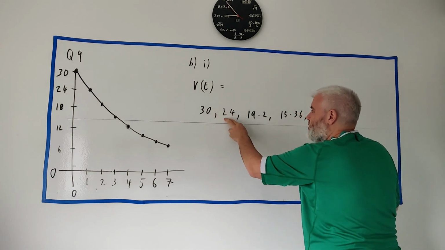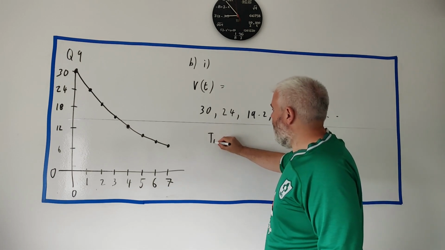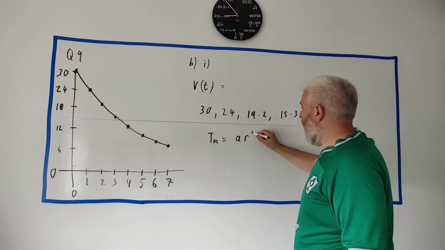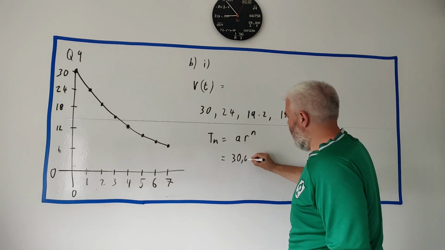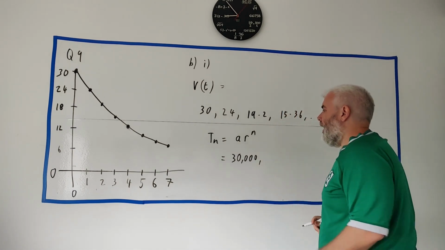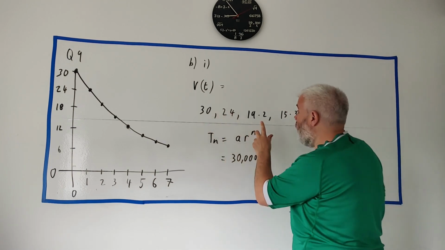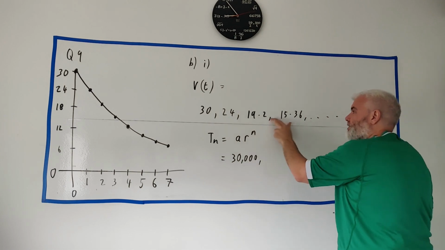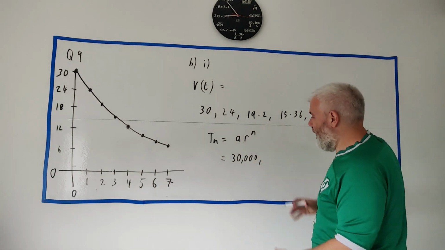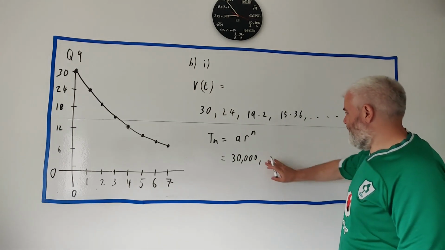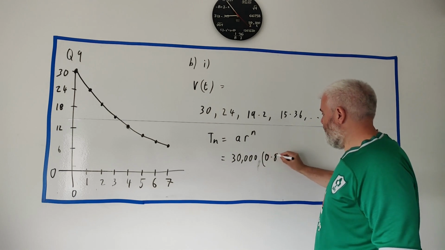This is a series, a geometric series. Define the formula for a geometric series. Tn is equal to a r^n. a is just the first term, 30. Let me put in 30,000 this time. r is the ratio, this divided by this, or this divided by this. In fact, doing a couple of them will test that we are doing a geometric series. Divide that by that, you will find 0.8.